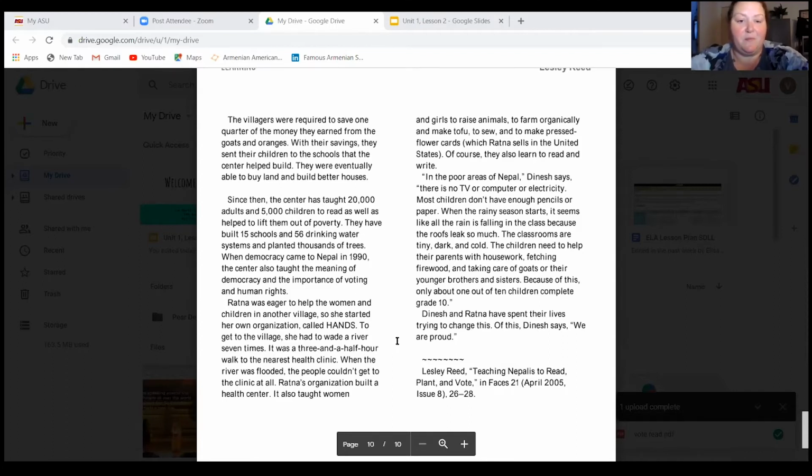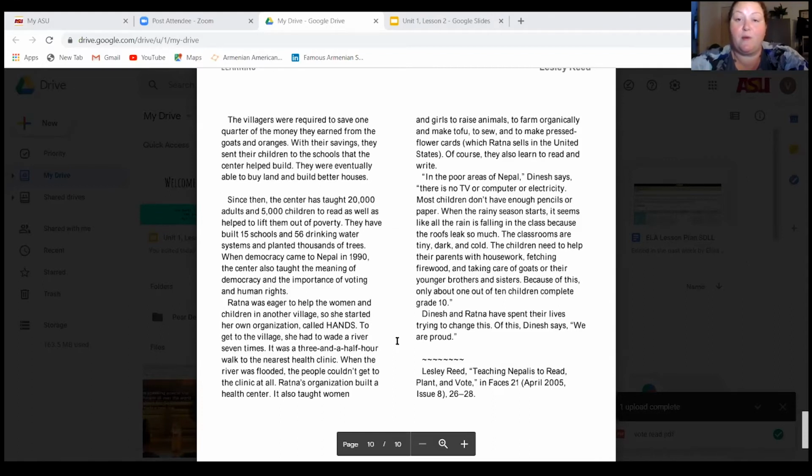Ratna was eager to help the women and children in other villages, so she started her own organization called Hands. To get to the village, she had to wade a river 7 times. It was a 3.5-hour walk to the nearest health clinic. When the river was flooded, the people couldn't get to the clinic at all. Ratna's organization built a health center.